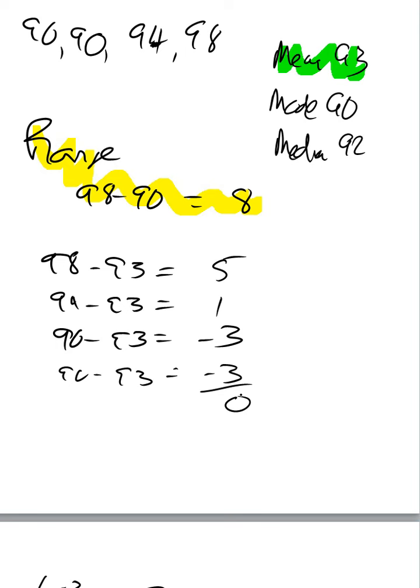So what we've done here now is, if you look on the bottom of page 276, the first two steps in finding the standard deviation of a set of sample data. We found the mean. We knew that was 93. We found the deviation of each value from the mean, so we subtracted them. 5, 1, -3, -3. The next thing we have to do is we have to square each one.